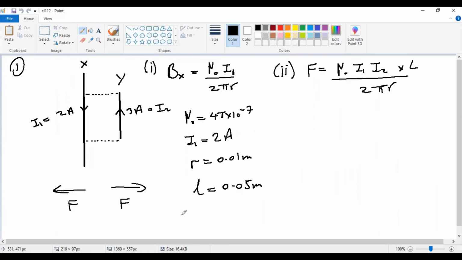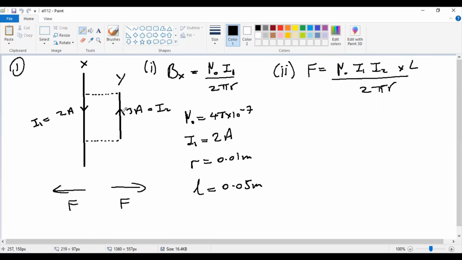Think of an example where you use that formula just to make a calculation. So in this question, you have a wire X and a wire Y. In X, you have a current of 2 amps. In Y, you have a current of 3 amps flowing in the wire Y.